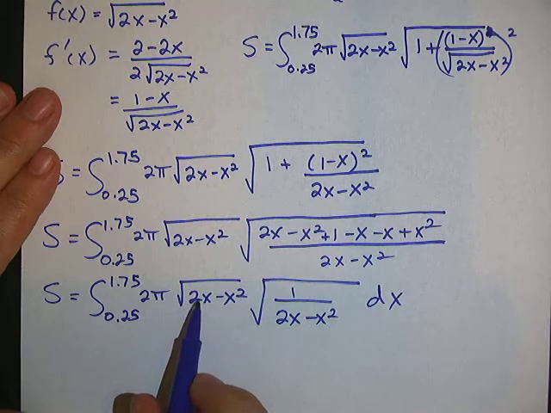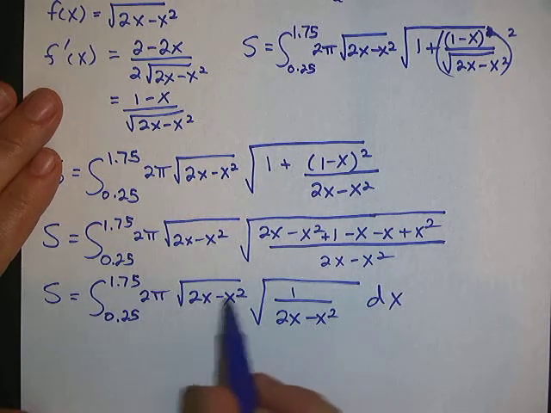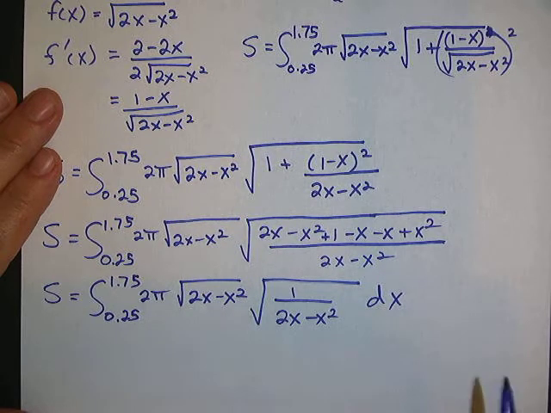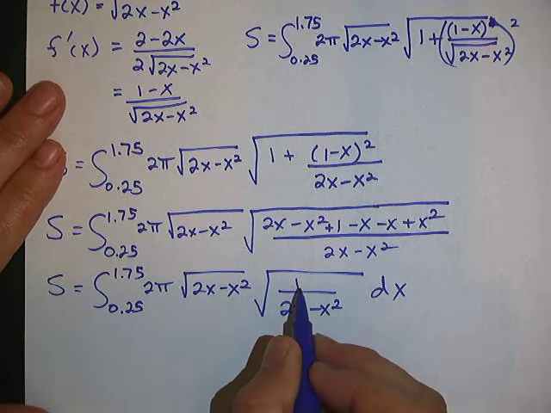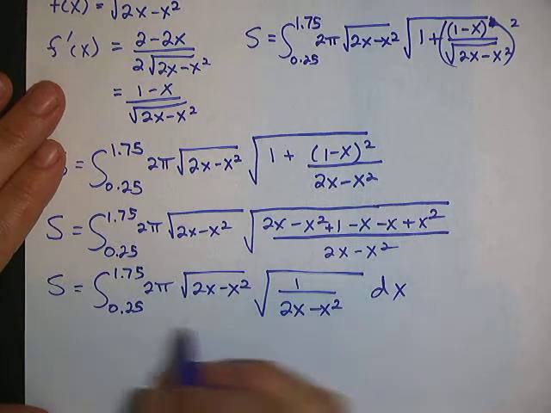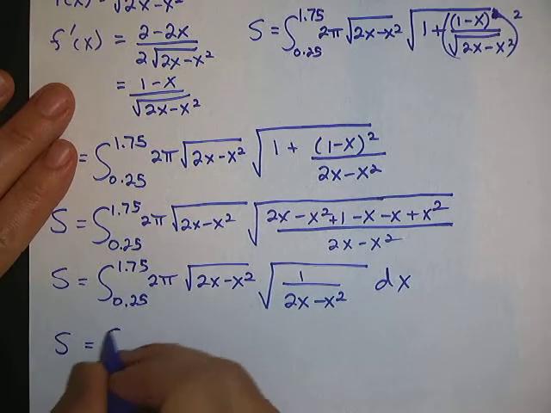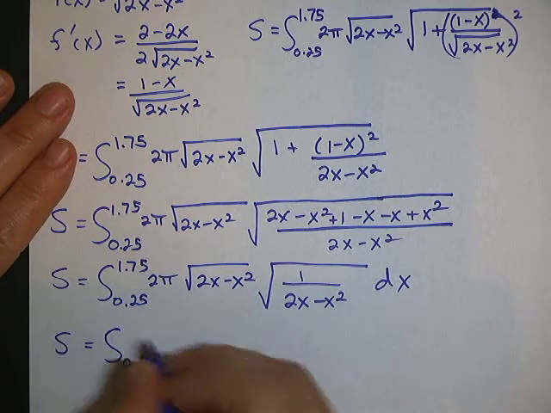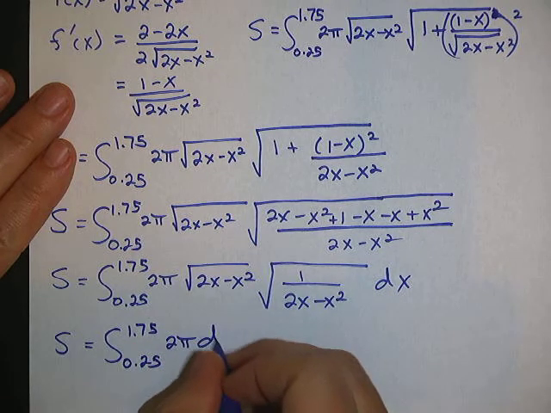Now we can distribute this radical into this radical, and these two terms will basically cancel out and we're left with just the 2 pi. So all this is going to cancel out. Once we multiply this through, this will cancel with this. It's all gone, and we get S is equal to the integral from 0.25 to 1.75 of 2 pi dx.